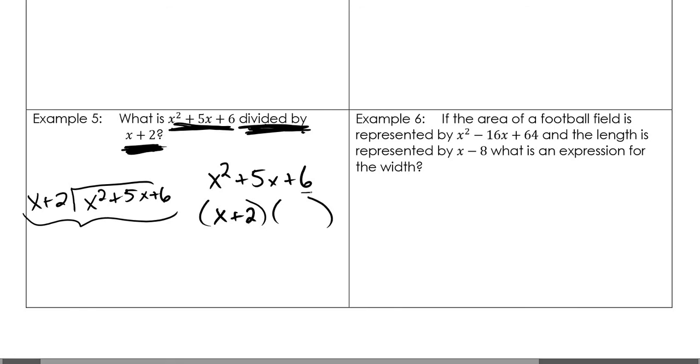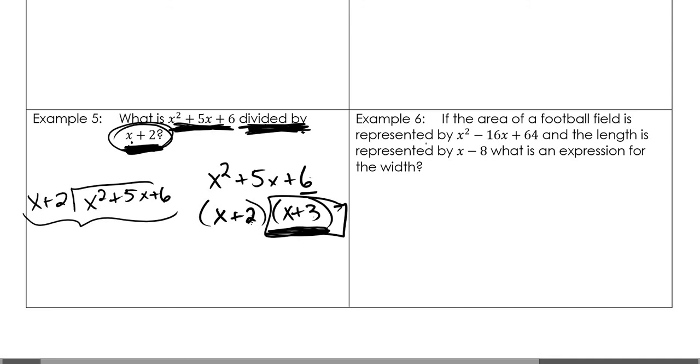So what are the factors of 6? 1 and 6, but we know one of them's got to be 2, so let's use 2 and 3. X plus 3 must be this one. 2 times 3 is 6, 2 plus 3 is 5. That's the final answer. This divided by the other factor, it gives us this leftover part. So the final answer is x plus 3.